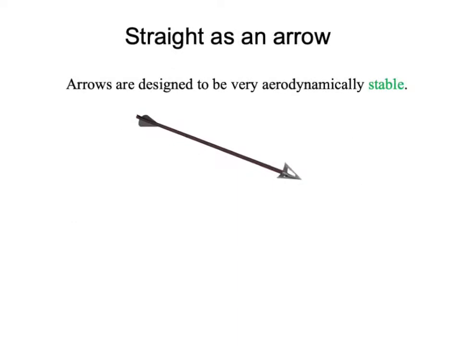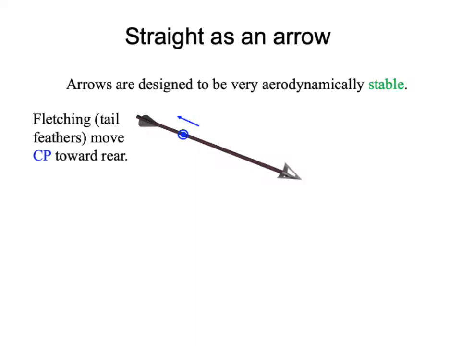Here's another good example. An arrow, like you would shoot from a bow, is designed to be very aerodynamically stable so that it will fly straight and true. And it achieves this stability in two ways. First of all, at the tail end, there's fletching, tail feathers, that can provide lift and therefore move the center of pressure toward the rear of the arrow. And then at the front of the arrow, we have a heavy arrowhead that moves the center of mass forward. So, therefore, the center of pressure is behind the center of mass, and the arrow becomes stable.